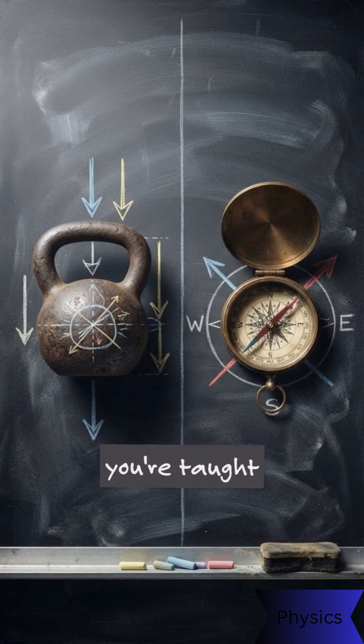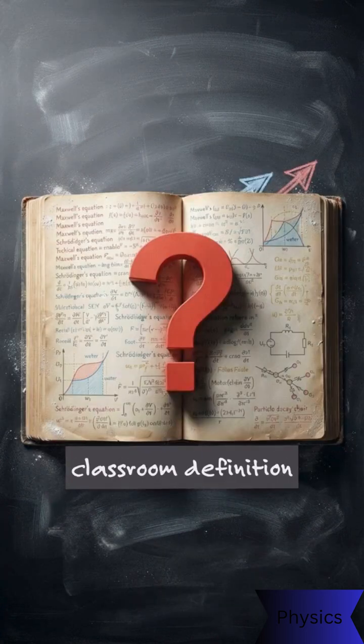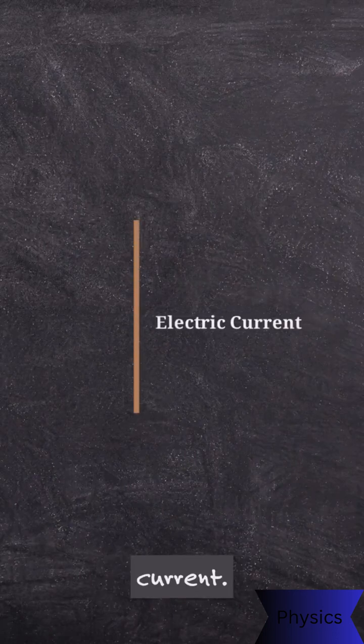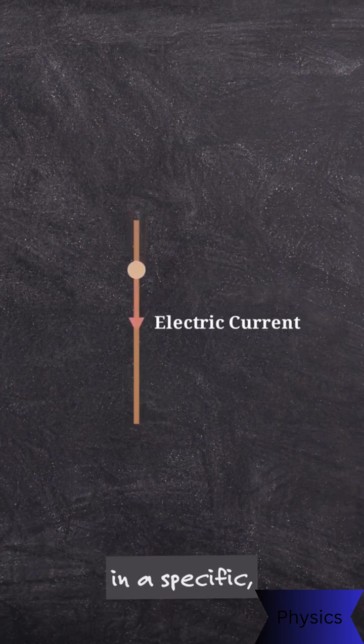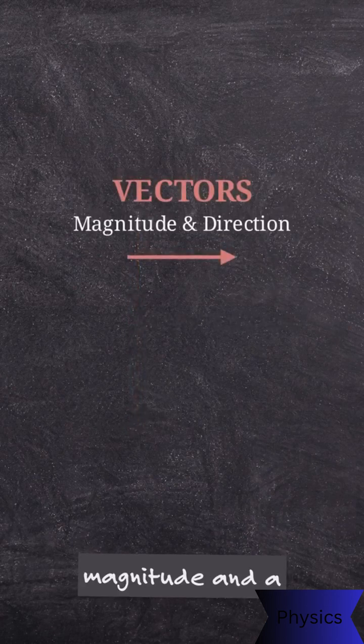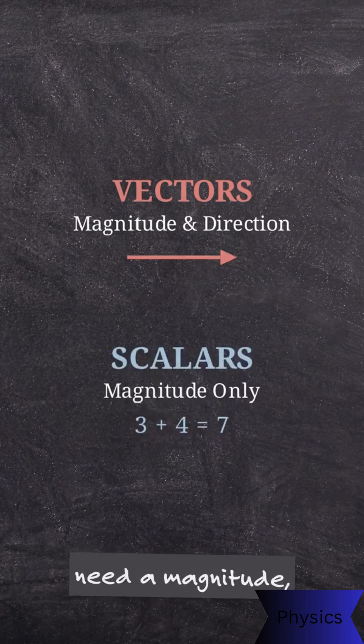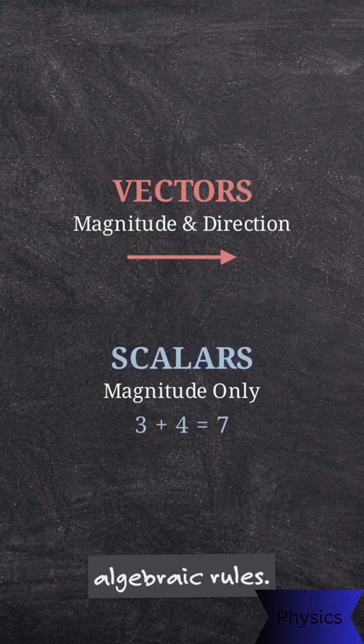In physics, you're taught that scalars are just amounts, while vectors have a direction. But that standard classroom definition actually has a major blind spot. Take electric current. It clearly flows in a specific, defined direction down a wire. Vectors require a magnitude and a specific direction, while scalars only need a magnitude, combining through ordinary algebraic rules.